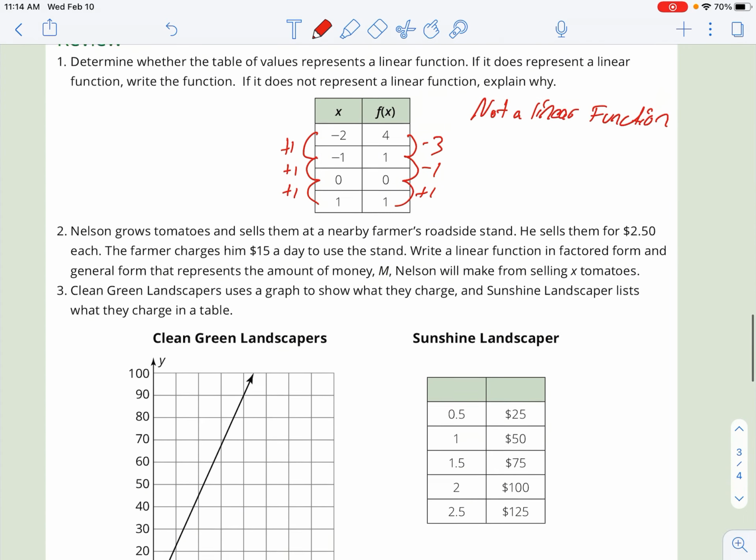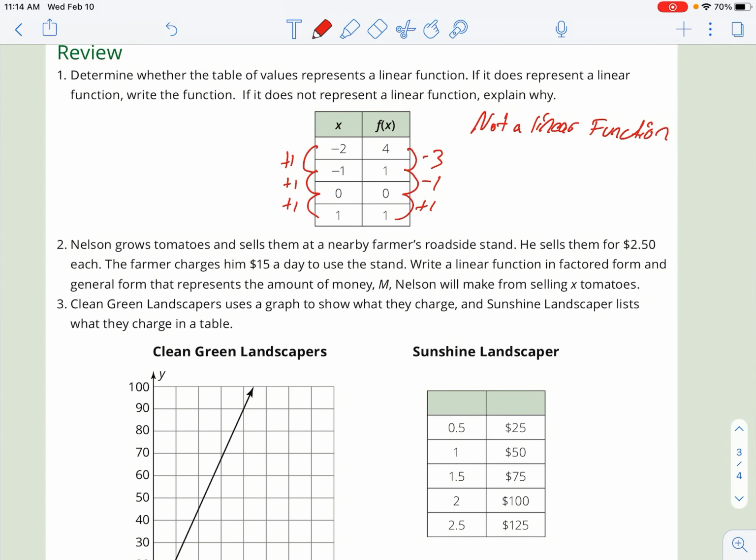All right, review number 2. Nelson grows tomatoes and sells them at a nearby farmer's roadside stand. He sells them for $2.50 each, and the farmer charges him $15 a day. Write a linear function in factored form and general form that represents the amount of money Nelson will make from selling x tomatoes. All right, so the way that we're making money, I'll write number 2 right up above here.